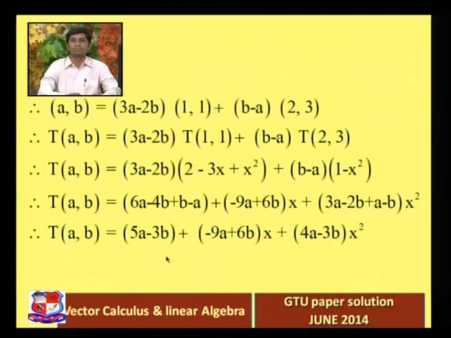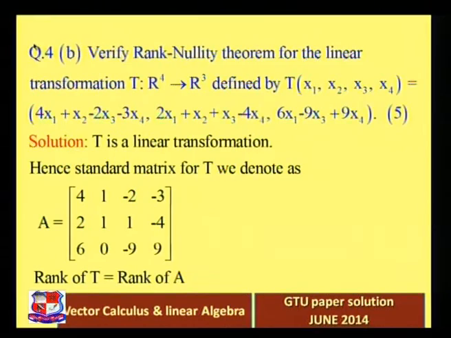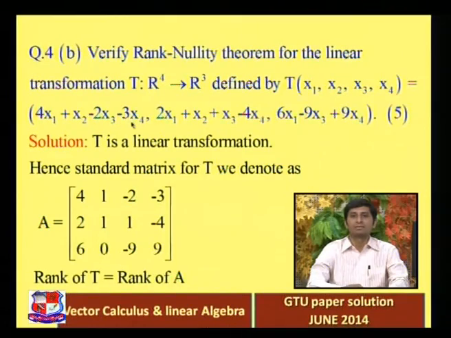The next question, question 4b: verify the rank nullity theorem for the linear transformation T from R4 to R3 defined by T of (x1, x2, x3, x4) equal to (4x1 plus x2 minus 2x3 minus 3x4, 2x1 plus x2 plus x3 minus 4x4, 6x1 minus 9x3 plus 9x4). And this question was worth 5 marks.